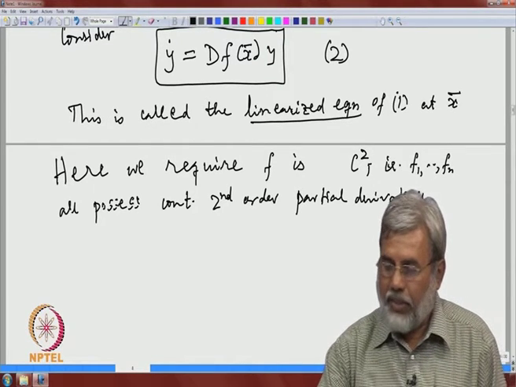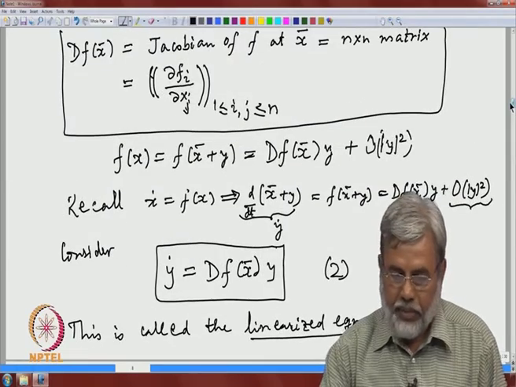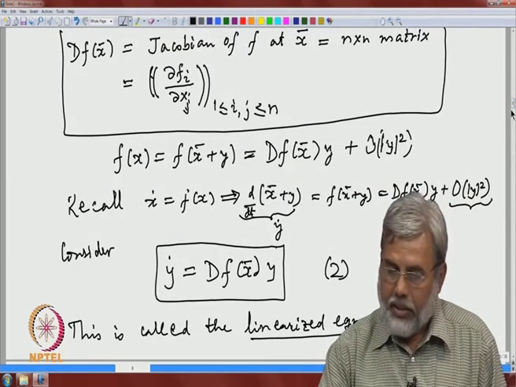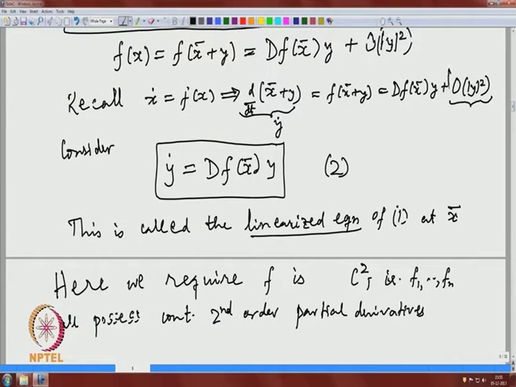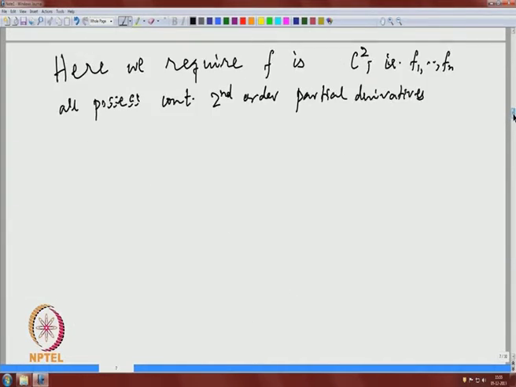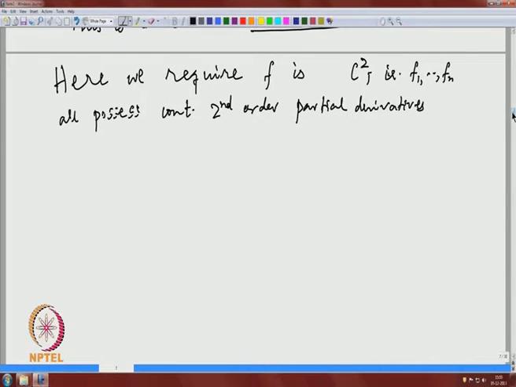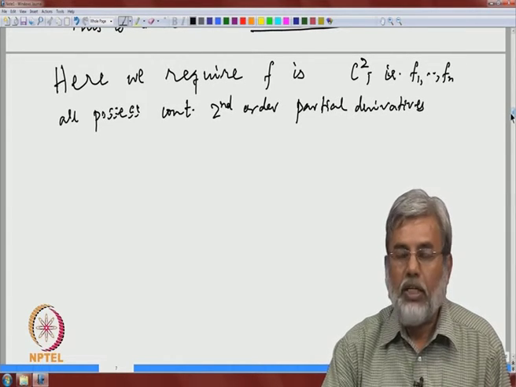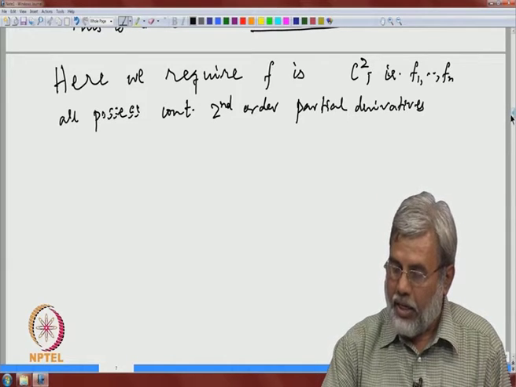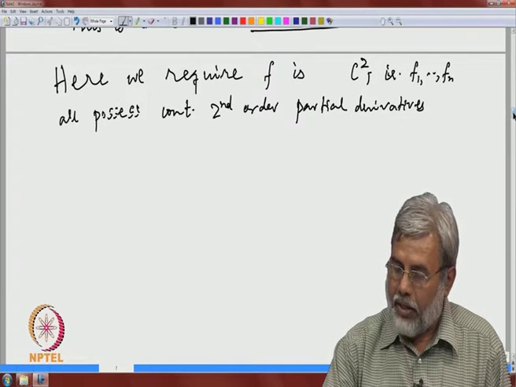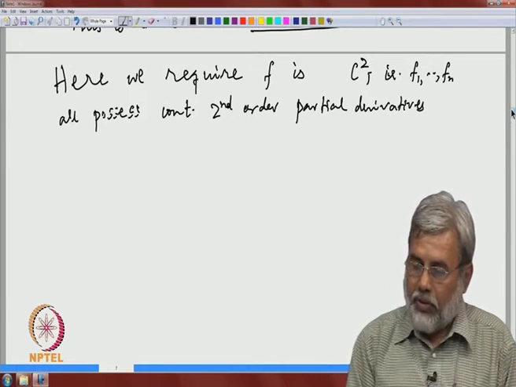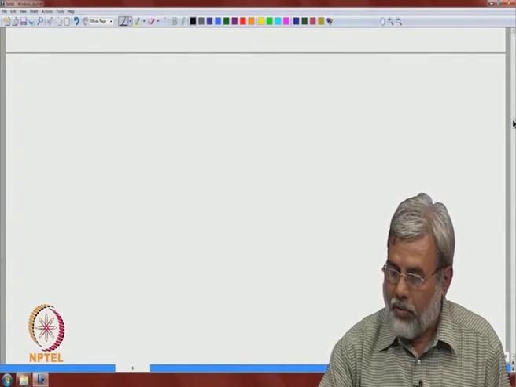The second order part, first order already you have seen it here, that comes in the Jacobian. The second order derivatives are required in order to write this one. So, that is why you require C 2, but most of our examples are all polynomials. Polynomials are in fact not only C 2, they are infinitely many times differentiable. So, no problem. Okay. So, with now few more definitions, we will go to examples.